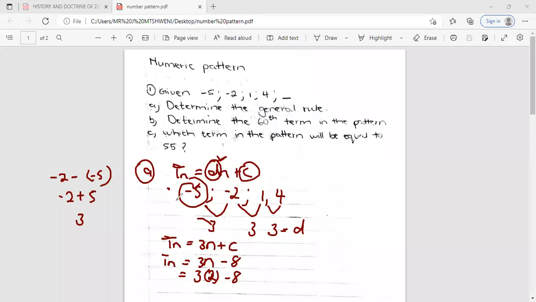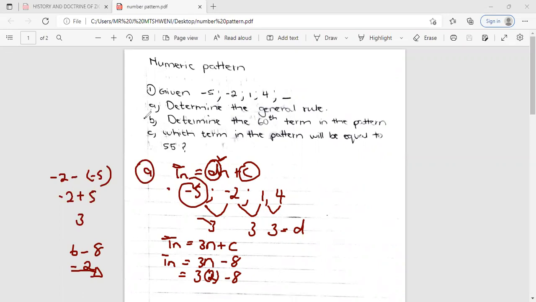Okay, sorry about that. Let us continue. 3 times 2 minus 8, you will get negative 2, because 3 times 2 is 6, then 6 minus 8 gives you negative 2. So which means our formula is correct. I hope you understand this step now.